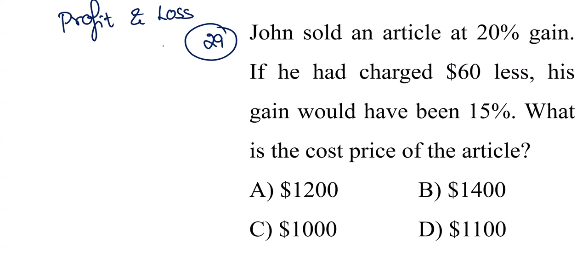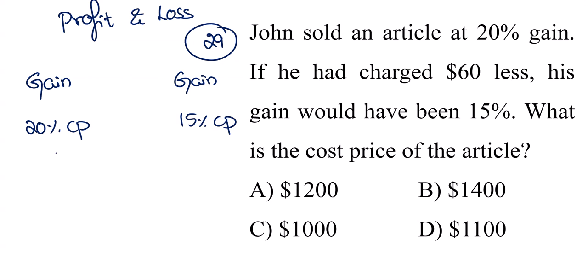John sold an article at 20% gain. If he charges 60 rupees less, he is gaining 15%. So initially his gain is 20%. See, profit or loss is calculated on cost price, interest is calculated on principal. So initially the gain is 20%, that is on cost price. Now the gain is 15% only. This decrease of 5% is because of that 60 rupees.